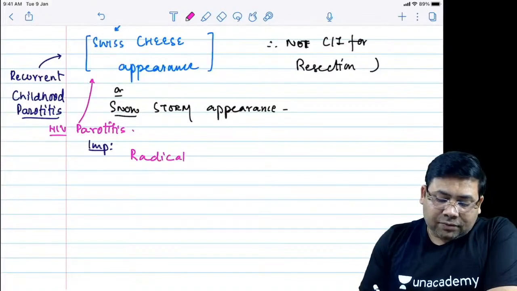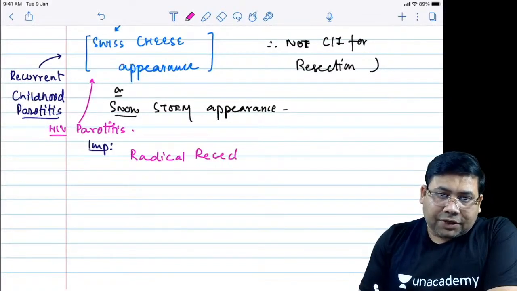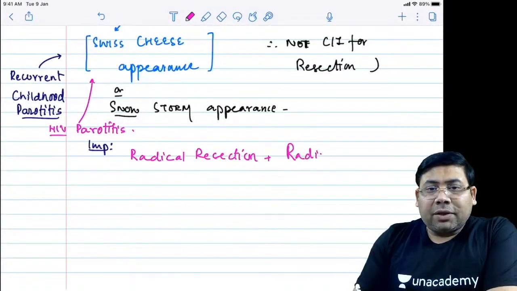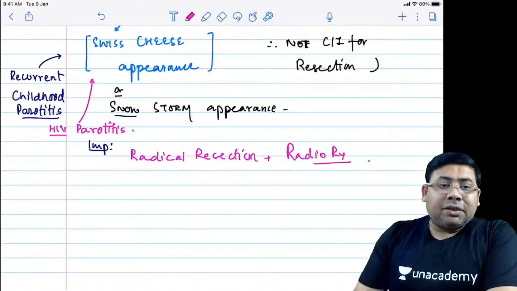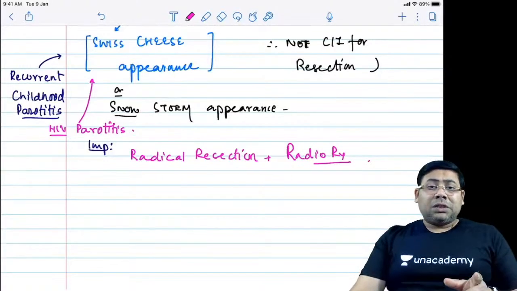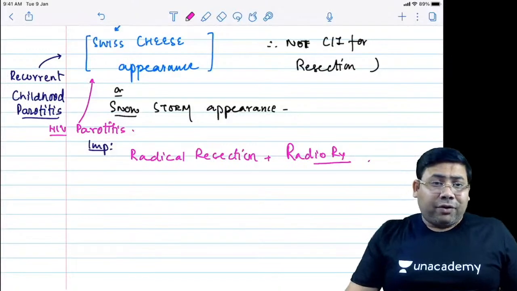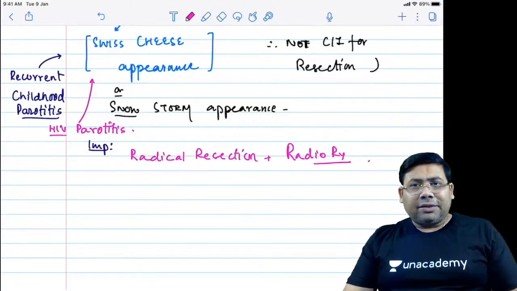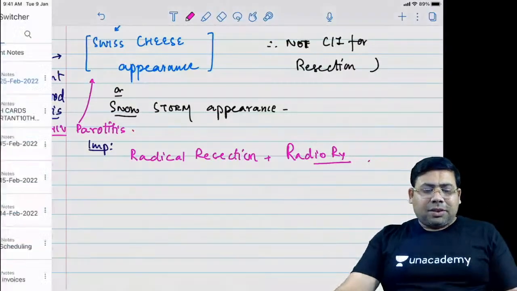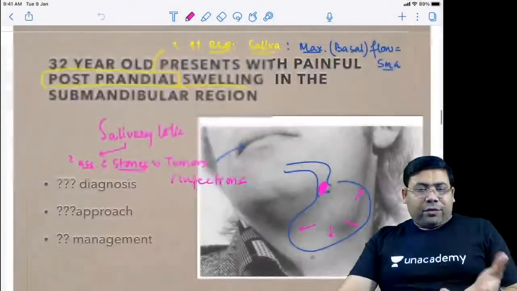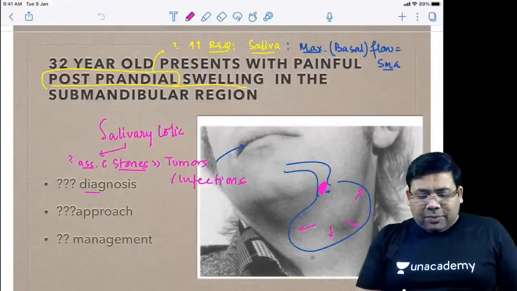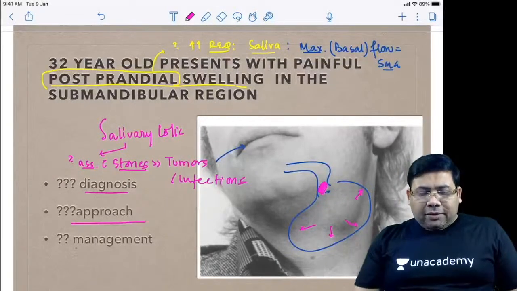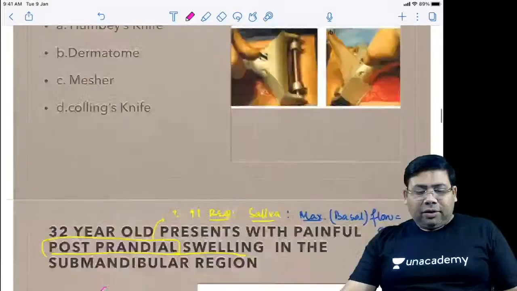Radical resection, and along with that, students, radiotherapy is a must. Why is radiotherapy a must? Because of the property of perineural invasion. If you don't do radiotherapy, the recurrence is inevitable in this case. So is this concept of the salivary gland question clear to you? Diagnosis is clear, approach is clear, management is also clear.